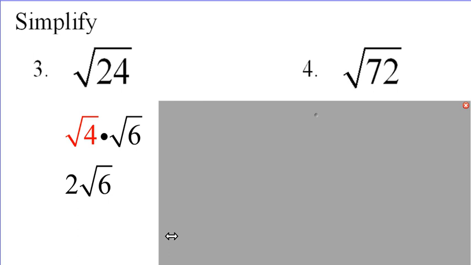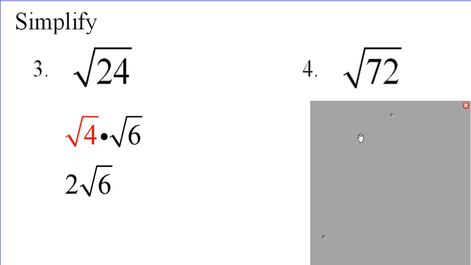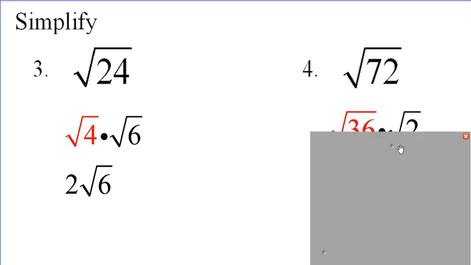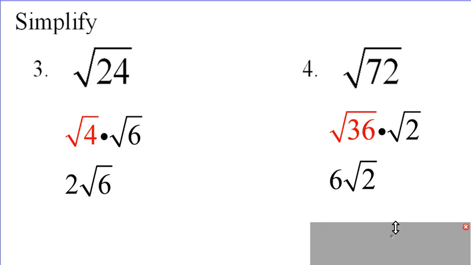For number 4, we're working with the square root of 72. We know our largest perfect square factor for 72 would be 36, and we can simplify the square root of 36 to 6. And we have our square root of 2. So our final answer would be 6 square roots of 2.